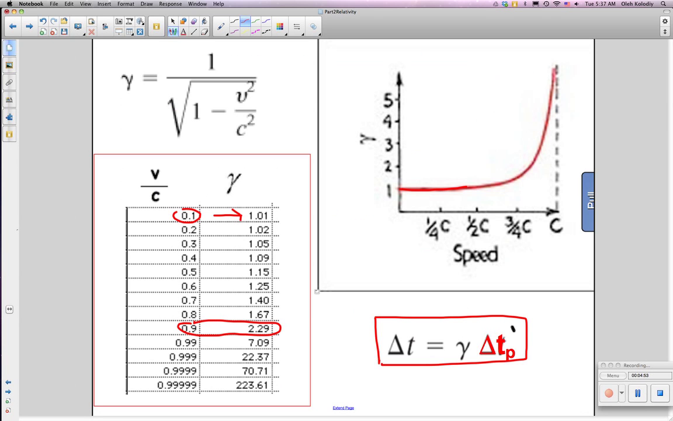We saw that one factor in Einstein's theory is the only way the speed of light.